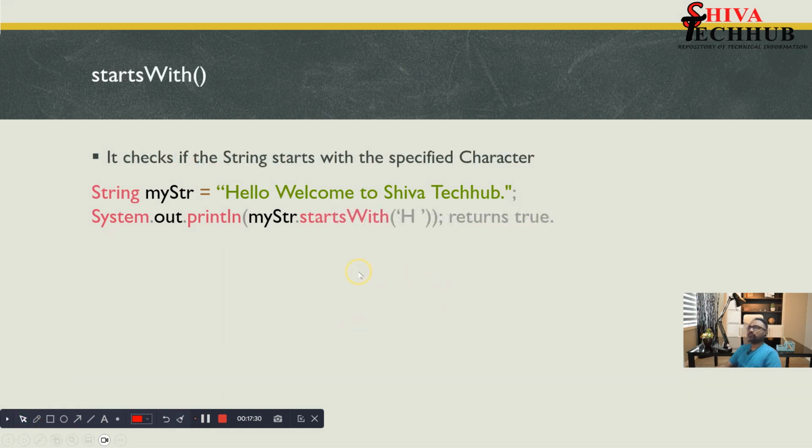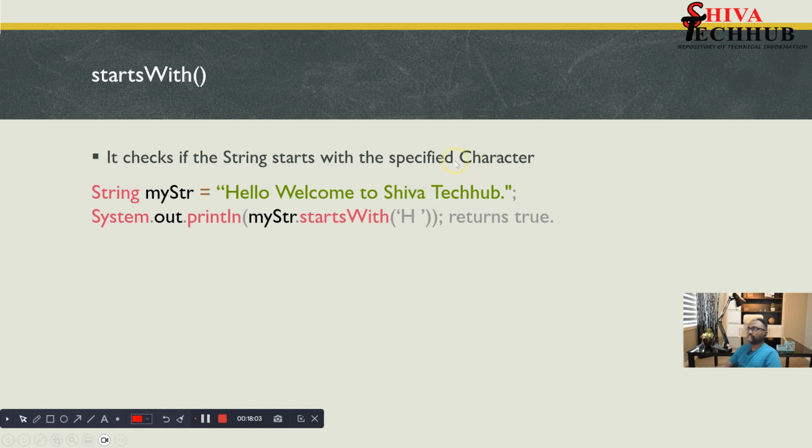So then we'll be looking at the startsWith function. The startsWith function checks if the particular main string starts with the specified character or a specified sequence of characters. So in this case, I am considering this particular string: Hello, welcome to Shiva's Tech Hub. So I want to check if this particular main string starts with a given character, right? H. So I am trying to check if this particular string starts with the character H. Yes, it starts with the specified character H. So in this case, it will return true.